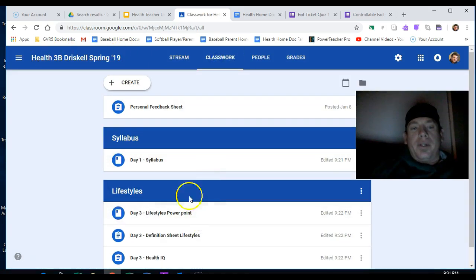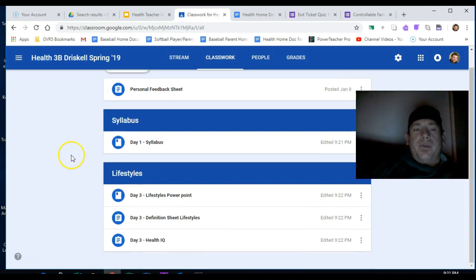You'll notice as you look down, you'll have a personal feedback sheet here at the top. That's just where I'm going to give you all sorts of different feedback. I may even make comments about how you're doing in class, things like that. So we'll talk a little bit more about that, but you can take a look at it if you want to. Below that's the syllabus. So if you need to go back and review anything, expectations, standards, things like that we're going to be doing in class, feel free to open that up.